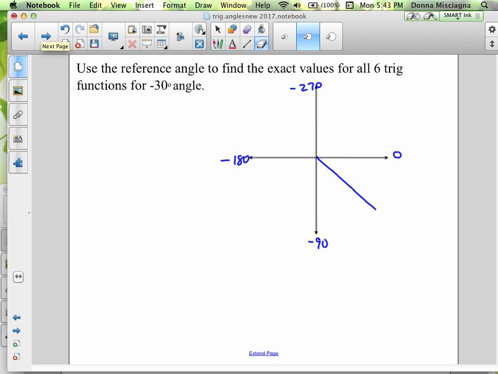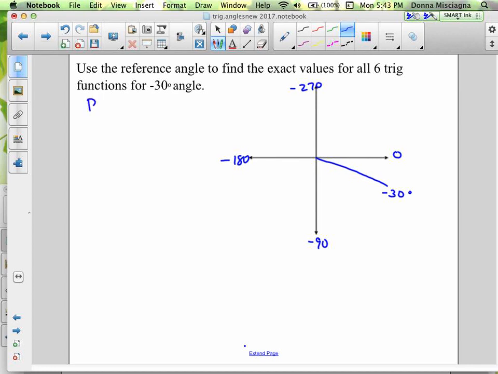Actually, that looks a lot more like 45, doesn't it? Let's just make that look more like a third. There we go. So here is -30 degrees. Our angle is negative, so let's find a coterminal angle. So our principal angle, we will find a coterminal angle between 0 and 360 degrees.